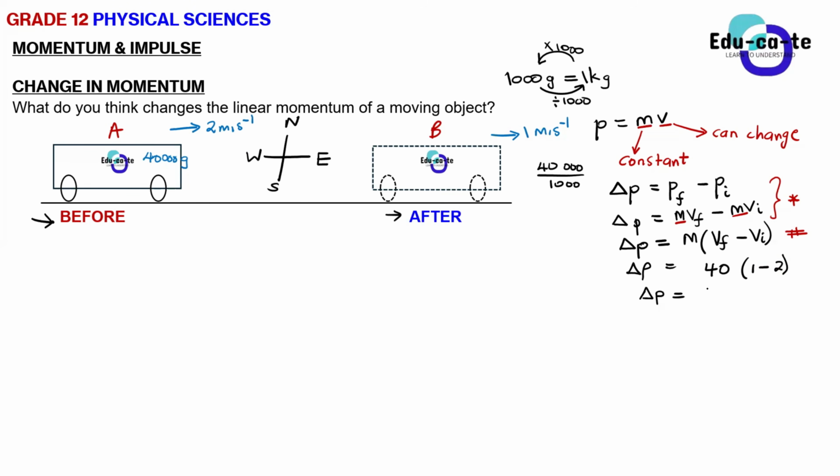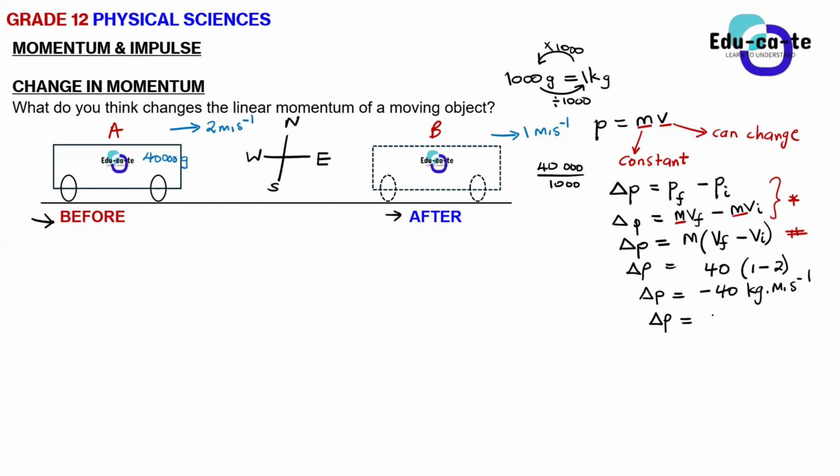That's going to be negative 40, right? So negative 40 kilogram meters per second. And then the negative, what to do about it? The direction. Okay. So what do you notice here? What do you notice here, guys?